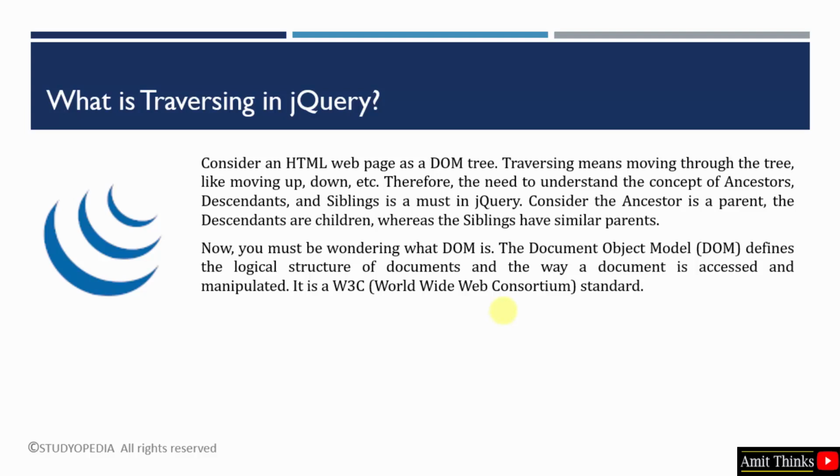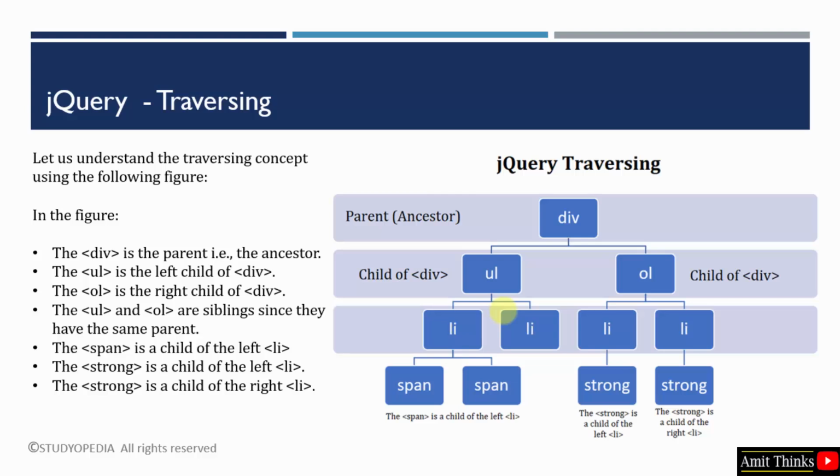Now we will see a figure to understand the concept. Here it is. Let's say this is a web page, this complete. We have multiple elements in it. So how can this traversing concept be understood? I've shown the same here also. The div is the parent, so the ancestor, the parent, is the div.